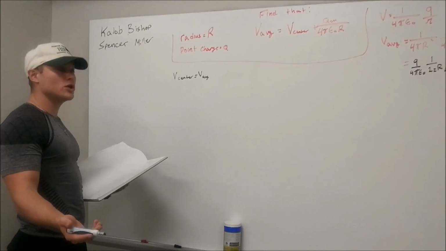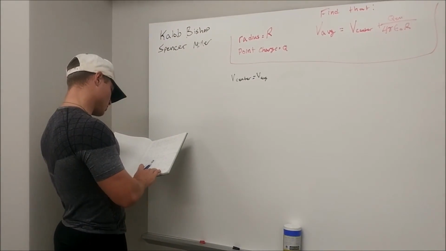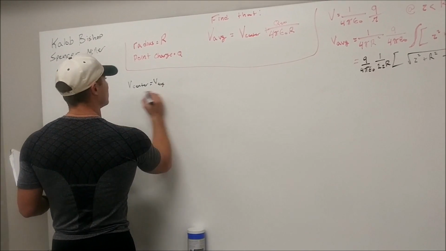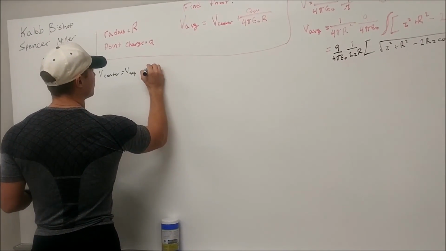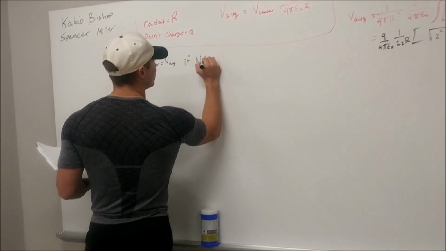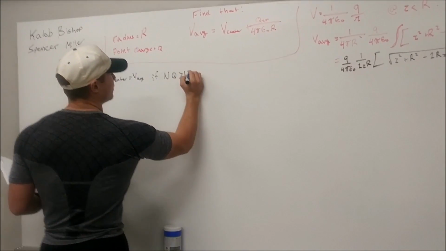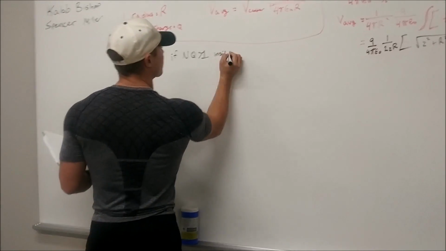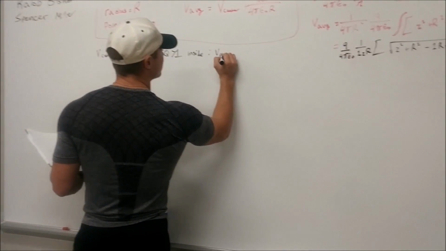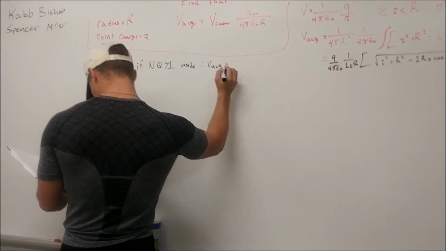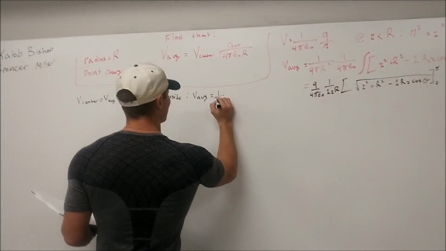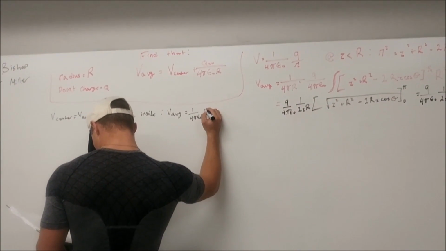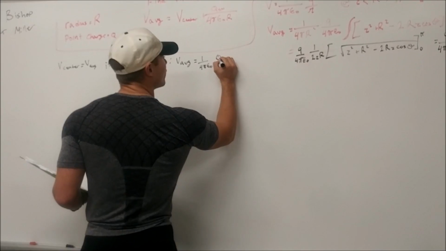Now, if there's more than one charge inside, the average potential is going to be equal to, if more than one charge, if NQ is greater than 1 inside, V average is equal to 1 over 4 pi epsilon sub naught Q enclosed over R.